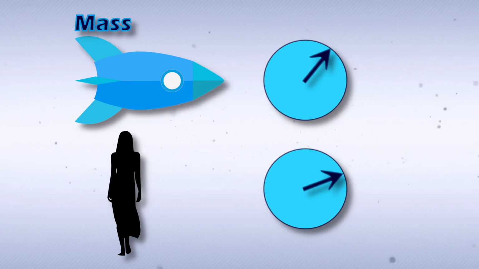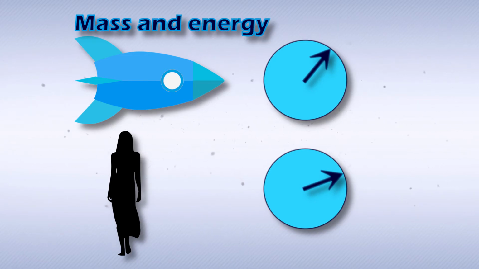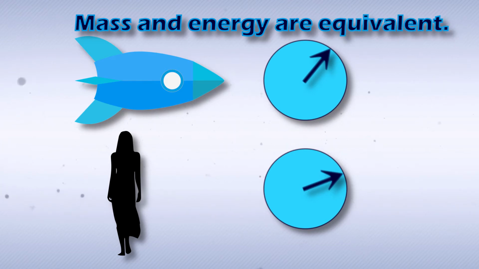This is because the mass of the object moving towards the wall is larger from the perspective of the space traveler than from the perspective of the observer at rest. Therefore, the mass of an object depends on its motion. Mass and energy are equivalent.